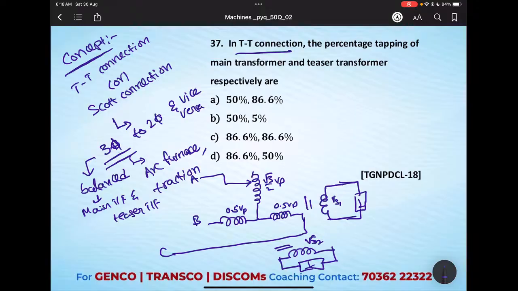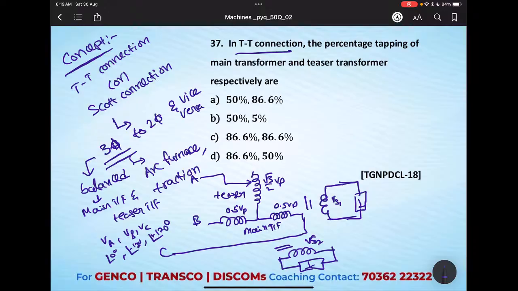Okay, this is about the Scott connection or T-T connection. This is called the main transformer. This is called the TZ transformer. Why do you need to connect like this? In order to get balanced voltage. That means VA, VB, VC need to be balanced. What is the phase angle? VA at an angle 0 degrees, VB at an angle minus 120, VC at an angle minus 240 or plus 120. Anything is fine.